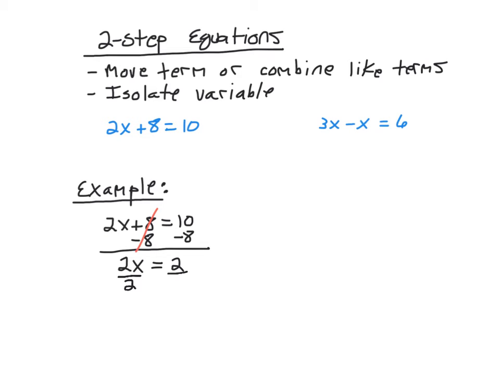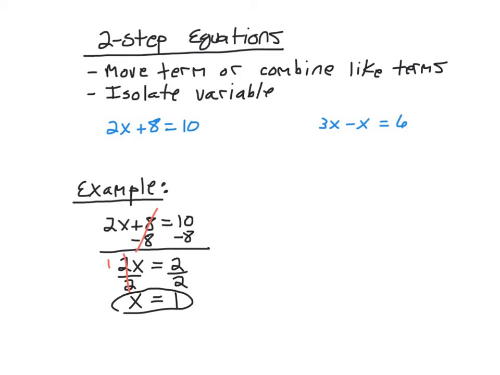And again, as long as I do it on the other side, I'm good to go. Over here, 2 divided by 2 gives me a 1x, but we never write the 1 in front of the x, so it's just x. And then 2 divided by 2 gives me 1. And we are done. We've got the solution, x equals 1.